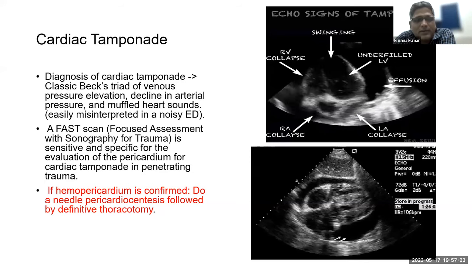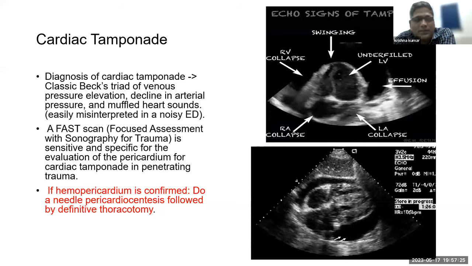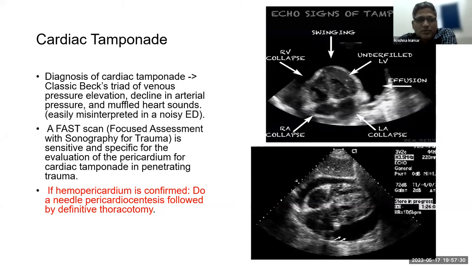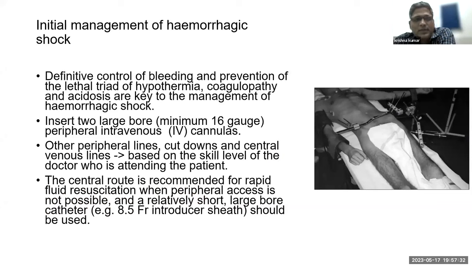Ultrasound is a quick way of diagnosing it. If there's a hemoperitoneum, one should do an immediate needle pericardiocentesis, followed by a definitive thoracotomy. Hemorrhage also needs to be controlled, but it is important to manage this lethal triad of hypothermia, coagulopathy, and acidosis, because a lot of IV fluids will be given, and there will be hemodilution.